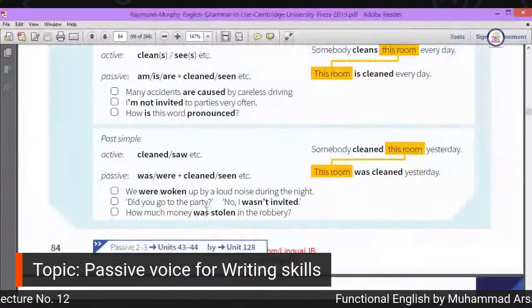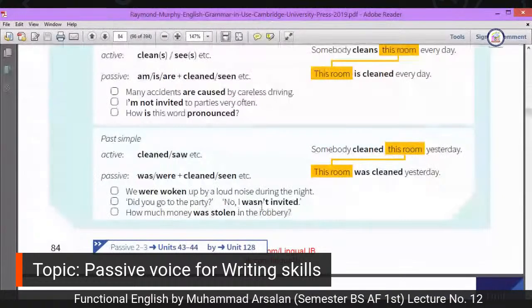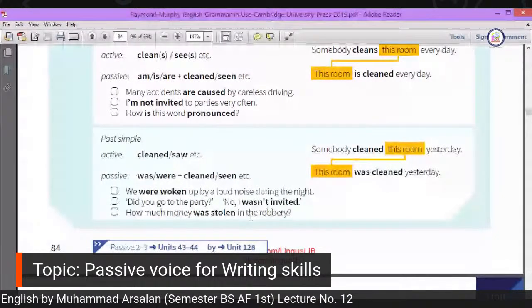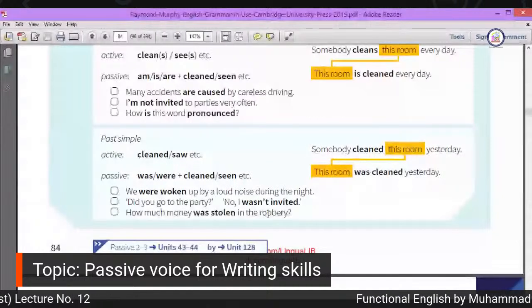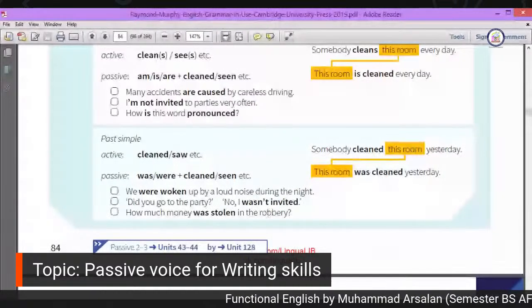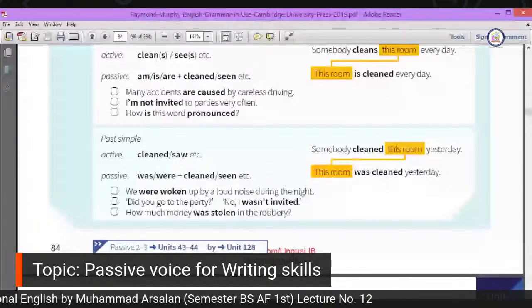Okay, we were woken up by a loud noise during the night. Did you go to the party? No, I wasn't invited. How much money was stolen in the robbery? So even in overall context, you can find one, two, three sentences. Now, where do you usually find passive sentences? There are three or four instances.